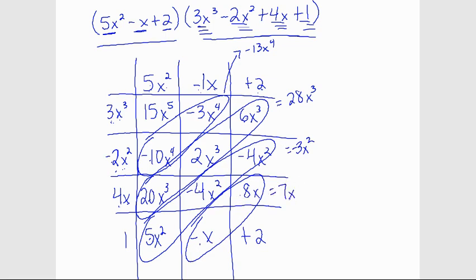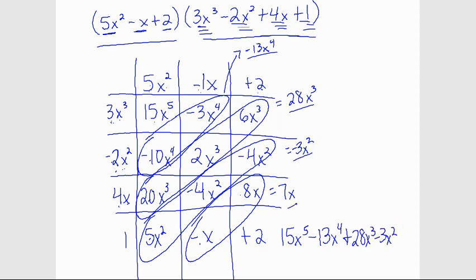So in writing our final answer, we start up here with the 15x to the fifth, and then we go through our diagonals. Minus 13x to the fourth. Sorry, I meant adding a negative becomes a minus. And then we got 28, so plus 28x cubed. And then we got minus 3x squared plus 7x plus 2, and we're done.